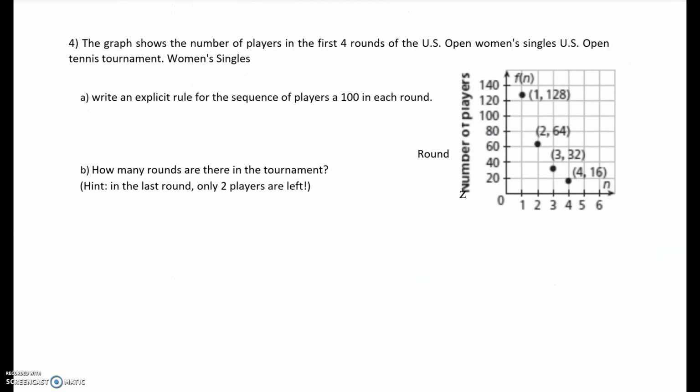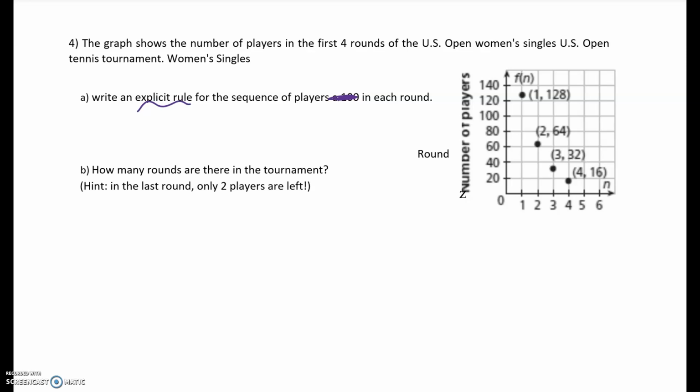Okay, then let's look at number 4. This one's going back to a graph. It says the graph shows the number of players in the first 4 rounds of the U.S. women's singles U.S. Open tennis tournament. Okay, so the graph is for the women's singles. Okay, so part A says we want to write an explicit rule for the sequence of players in each round. I'm not sure where this A100 came from. It looks like I've got some words that got moved around on this page. Sorry, guys. So we want the explicit rule.